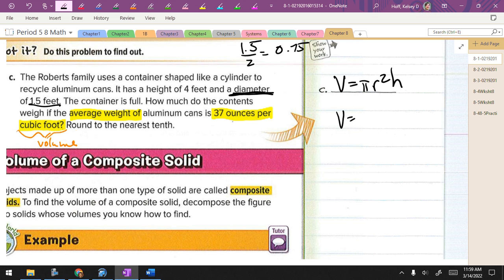Now be careful, they gave you the diameter. Diameter is useless to you. The very first thing you need to do is divide your diameter in half.